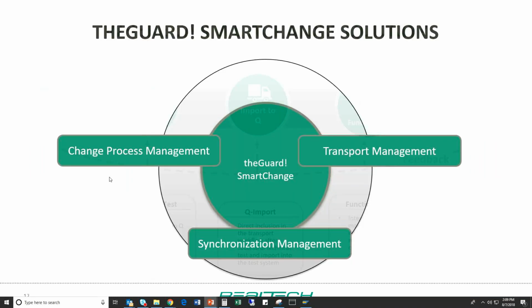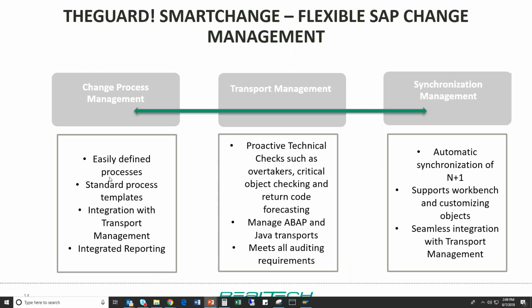So how do we do that? We do that with our SmartChange solutions, which has 3 modules. It has change process management, transport management, and synchronization management. Today we'll talk about SmartChange. That's a flexible SAP change management solution. So 3 different modules that are integrated.